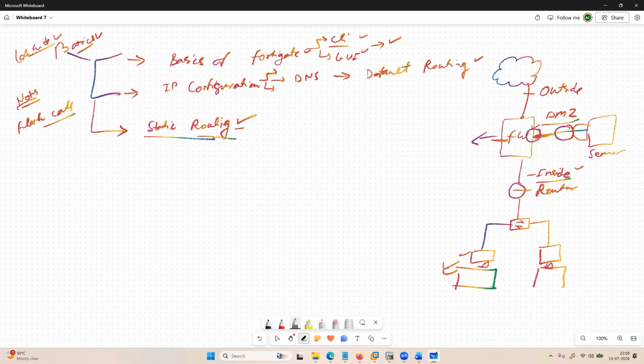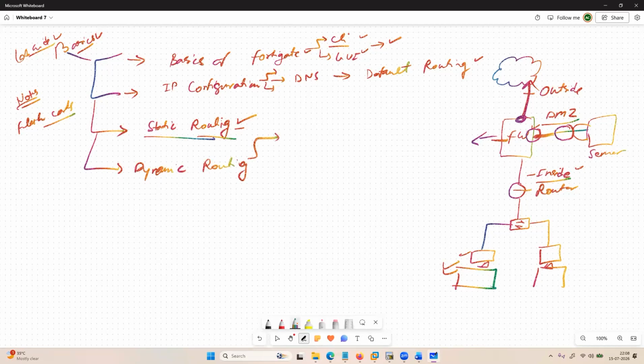So initially we'll start with static routing. We'll create the scenario and do the static routing, and default routing we have already done this way. Then once it is done, we are going to remove all the static routing and default routing, and we are going to achieve the same thing using dynamic routing. Then we'll see the dynamic routing.